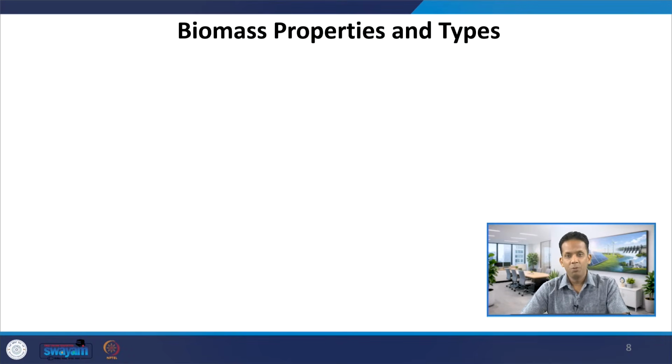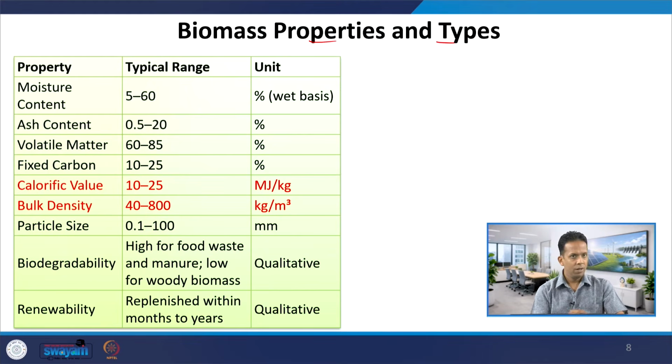Now, biomass properties and types. There is a range of different values or different properties for most biomass. The first one is given in the form of proximate analysis, where moisture content ranges from 5 to 60%, ash content 0.5 to 20. Generally woody biomass doesn't have much ash, but something like rice husk or rice straw will have a huge amount of ash, up to 15 to 20%.